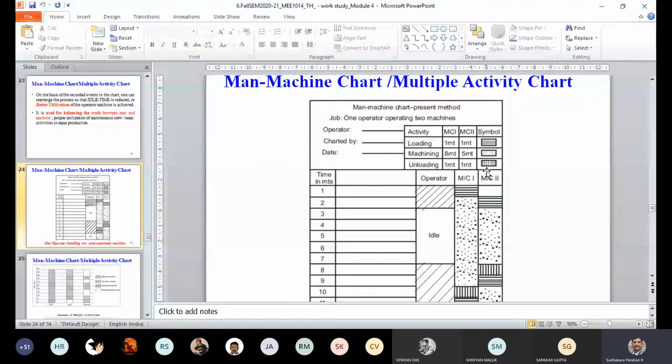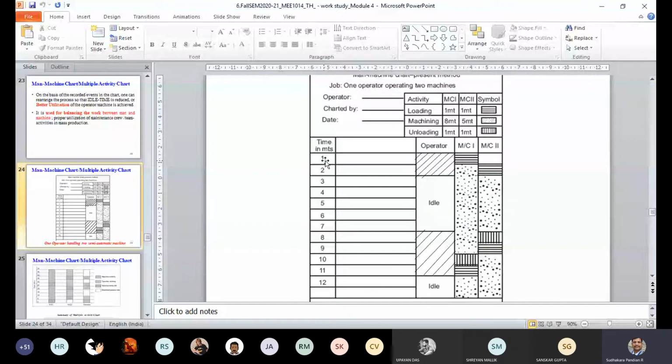Now time is given randomly. For example, here it is given in minutes, 1 2 3 4 5 up to 12 minutes. Then you can mention the activities in the second column, which I have not mentioned here because there is no operation mentioned in this example. But just for your understanding, I am telling you it is a thread cutting operation. Once you know this, you can very well list down the activities in the second column.